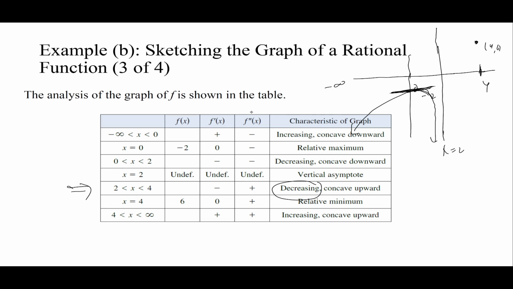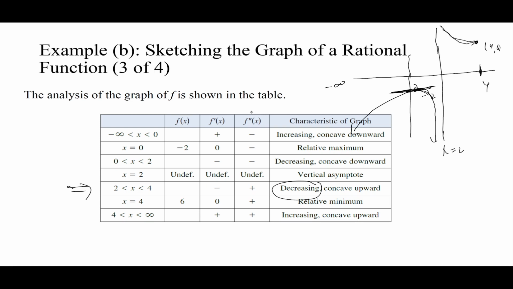So how do you do that? The graph is decreasing, concave upward, and at x equal to 4 the value is 6, and the first derivative is 0, the second derivative is positive, that means a relative minimum. At this point, the graph has to be a relative minimum. It's decreasing from 2 to 4, then a relative minimum, and then concave upward, like this.